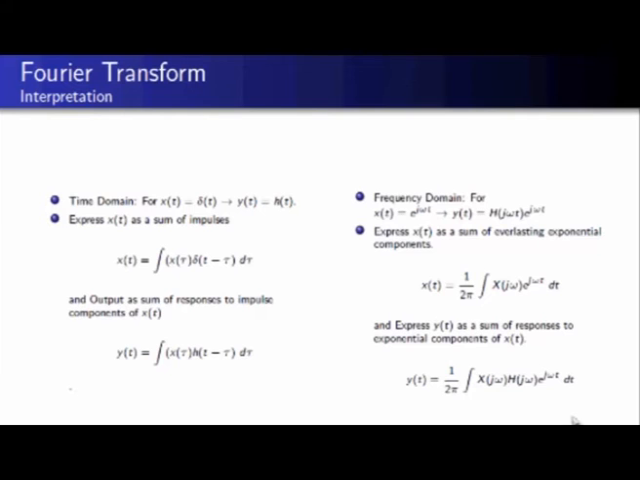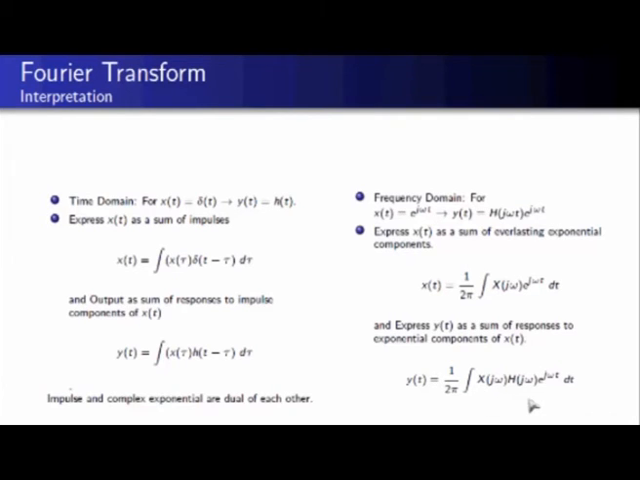I have a time domain result, I have a frequency domain result. Both are analogous to each other. One consists of convolution, one in terms of multiplication. So here I'm convolving x and h. Here I'm multiplying capital X and capital H.